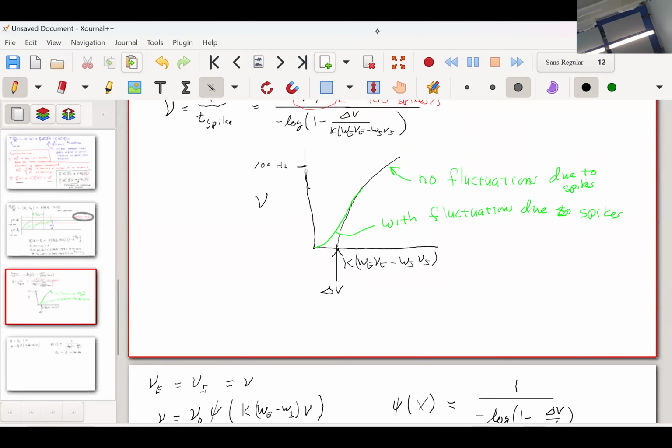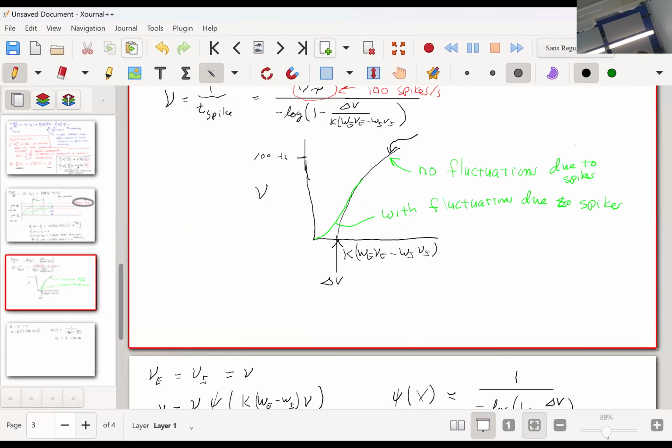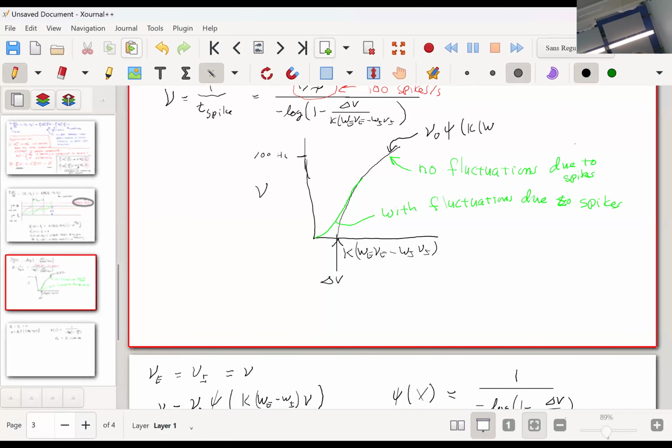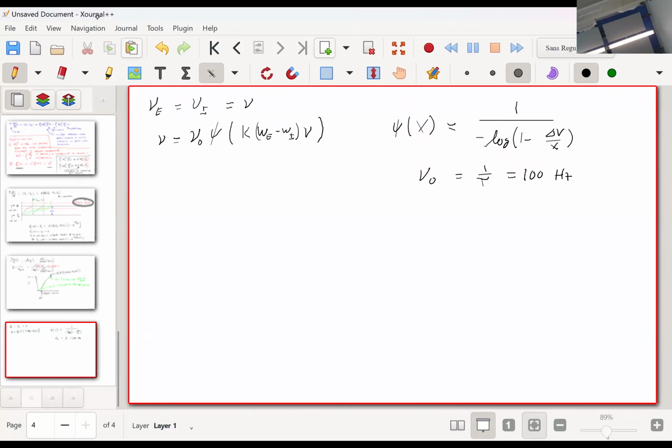And psi here, this black curve, is nu zero psi k WE mu E. Okay, so that's our so-called firing rate. Its output firing rate is a function of input firing. And so we're going to solve this graphically.